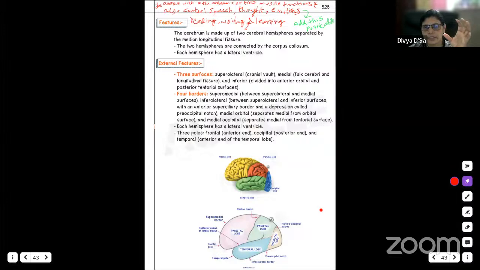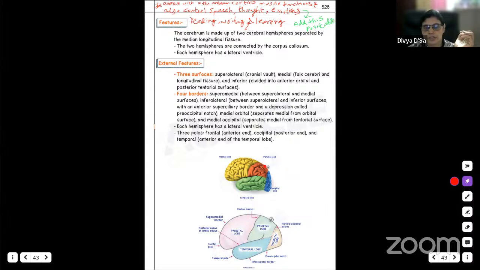So the cerebrum is mainly made up of two cerebral hemispheres, which are separated by a fissure. In the center there is a fissure called the median longitudinal fissure, and the two hemispheres are connected by the corpus callosum. Each hemisphere has a cavity, the ventricle. In the cerebrum, it is the lateral ventricle.